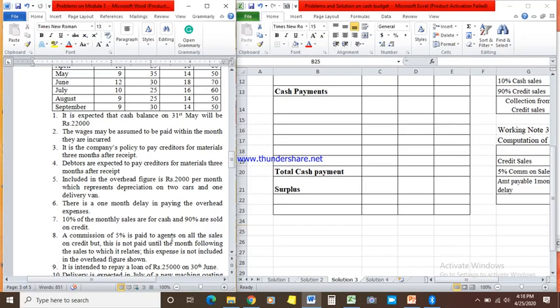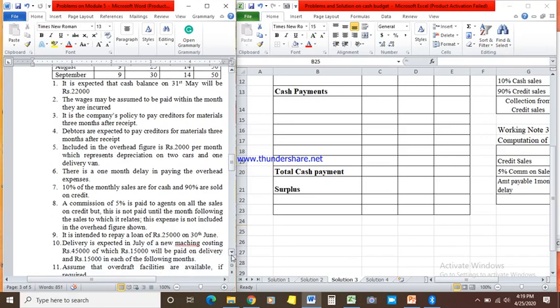A commission of 5% is paid to agent on all the sales on credit, but this is not paid until the month following the sales to which it relates. This expense is not included in the overhead figure shown. So in the previous problem we used to calculate commission on sales. It was on the total sales. But here we will need to calculate commission on the credit sales, and that commission amount is going to be paid in the next following month.